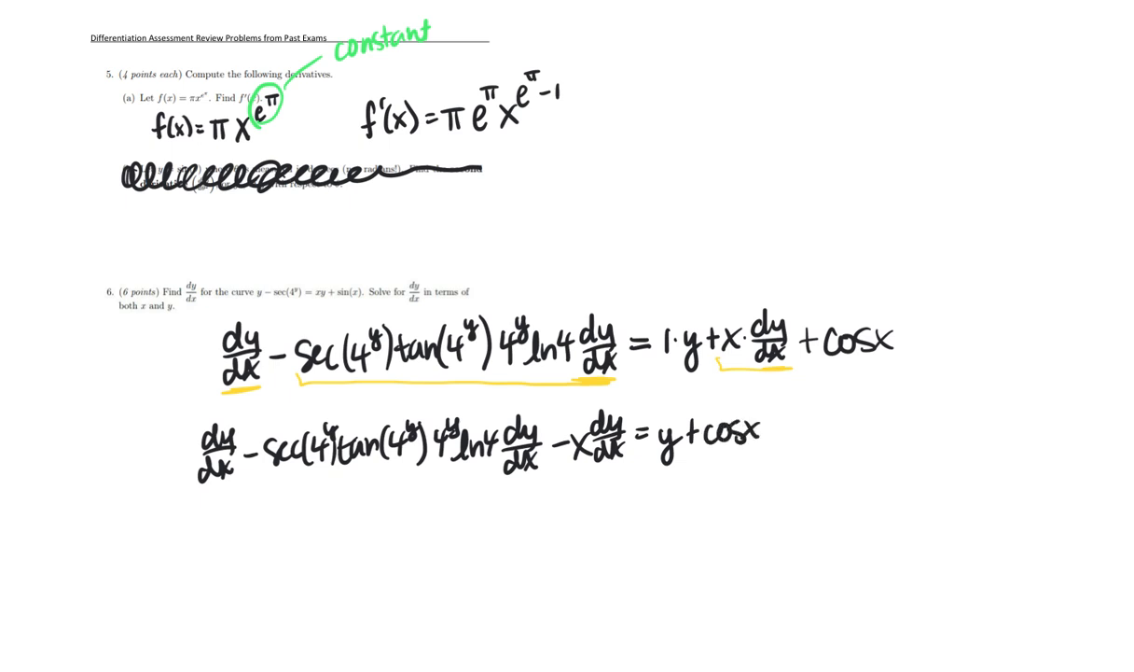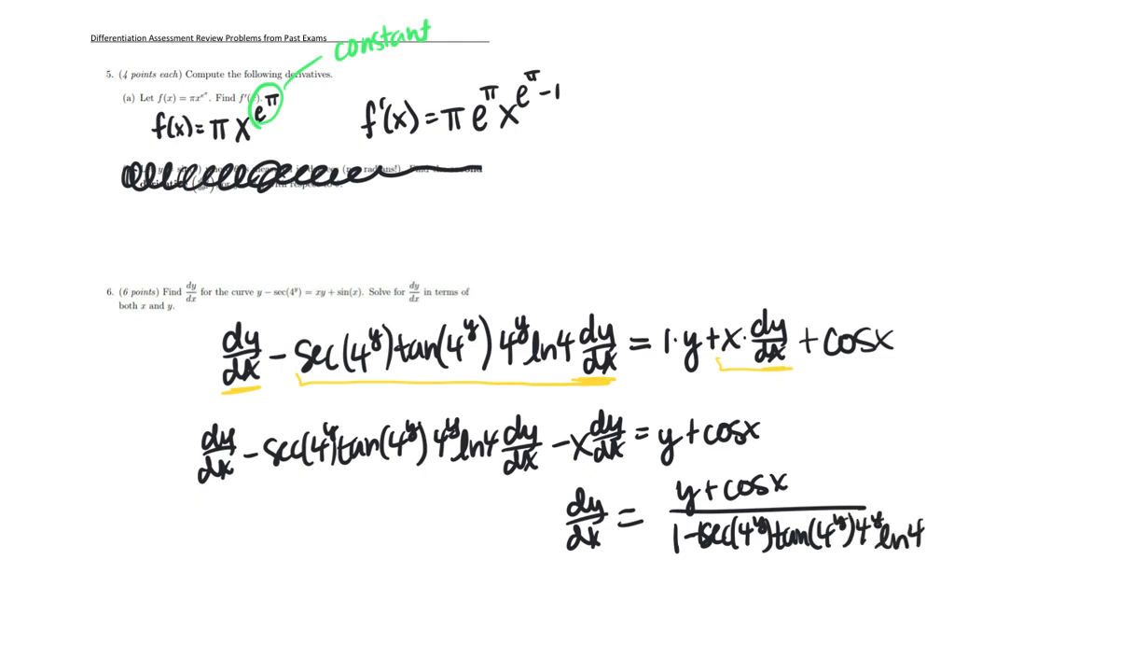Now I can factor the dy dx out and divide by the remaining stuff, so I'll end up with dy dx equals y plus cosine x divided by what's left over. So when I factor out the dy dx, I'll just have 1 in that first term minus secant of 4 to the y, tangent of 4 to the y, 4 to the y, natural log 4, minus, and then this term here, when I divide out the dy dx, I'll just be left with x. Okay, so that's my final answer there.